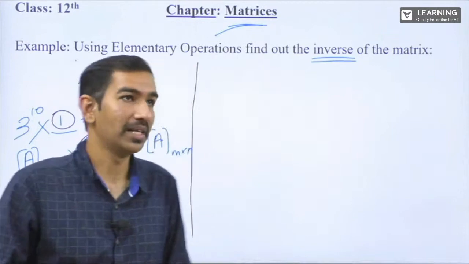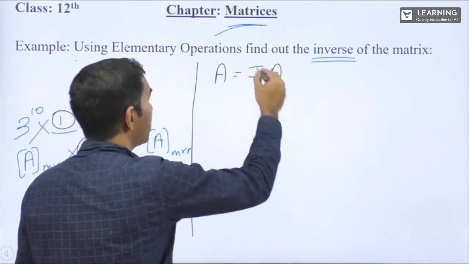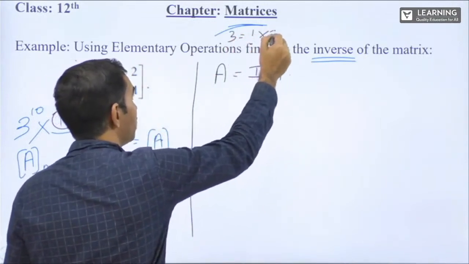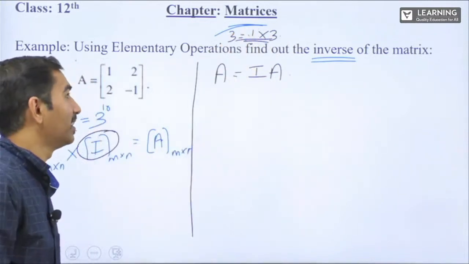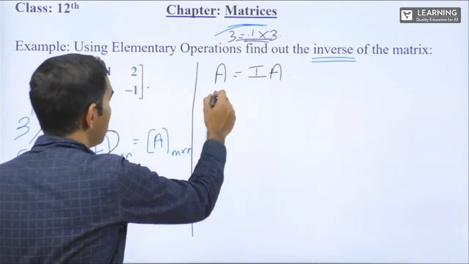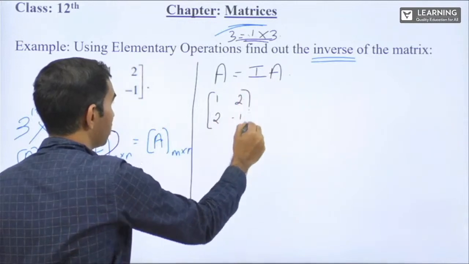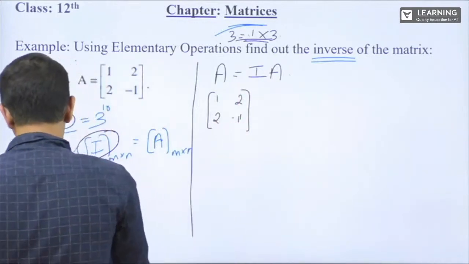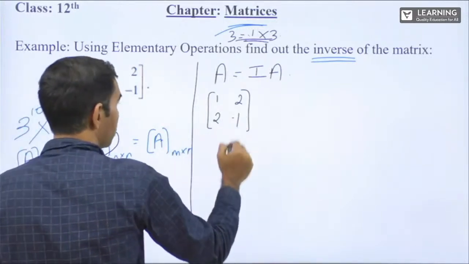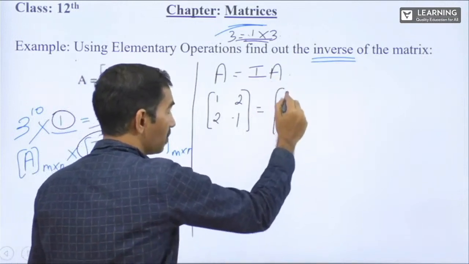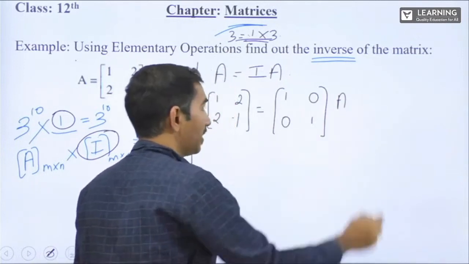So starting the problem, students, we'll write A is equal to I A. This is very similar to 3 is equal to 1 into 3. Correct? 1 is the multiplicative identity. Now, A we'll write as it is. What is A here? A here is nothing but 1, 2, 2, minus 1, which is equal to I as it is, again 1, 0, 0, 1. And A we'll write as A only. I'll tell you why. Later on, you'll understand.